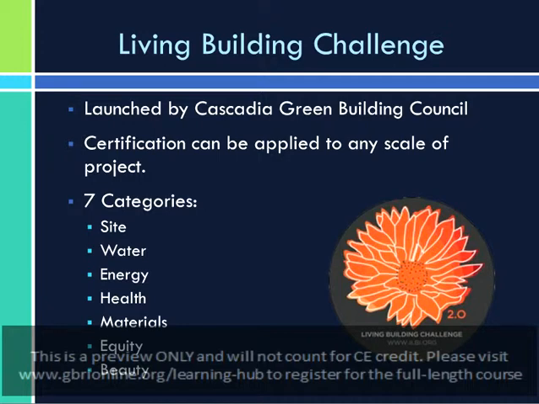The ideas are based on a flower metaphor. Anchored in place, informed by bioregional characteristics, generates all of its own energy with renewable resources, captures and treats all of its water, and operates efficiently and for maximum beauty. The Living Building Challenge certifies any scale of project, including infrastructure, new buildings, renovations, and neighborhoods, based on 7 categories of criteria: site, water, energy, health, materials, equity, and beauty.